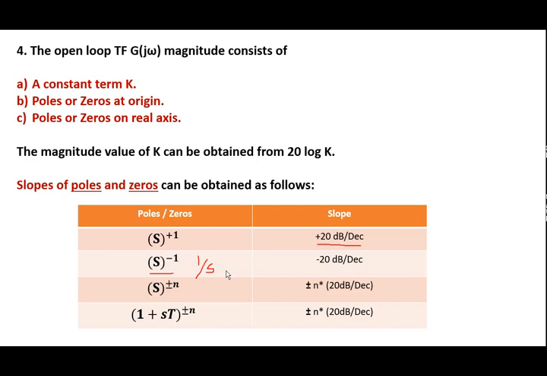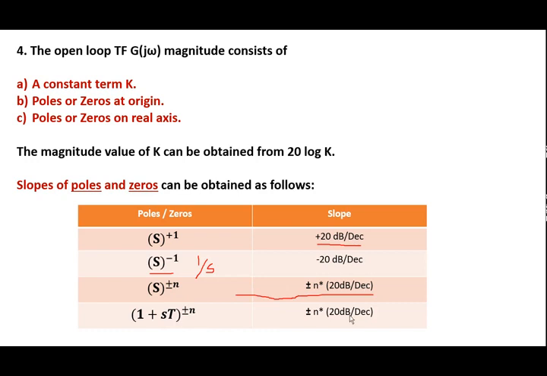And for s to the power plus or minus n, for example s square, it is plus 40 dB per decade, and for 1 divided by s square it is minus 40 dB per decade. So s to the power plus or minus n gives plus or minus n times 20 dB per decade. So this is the generalized expression.